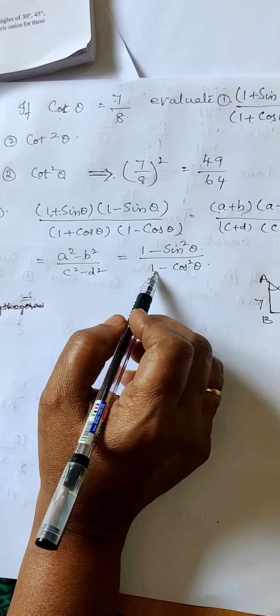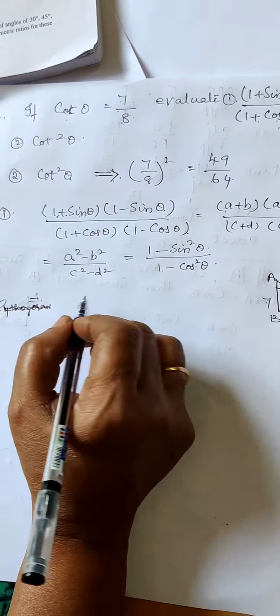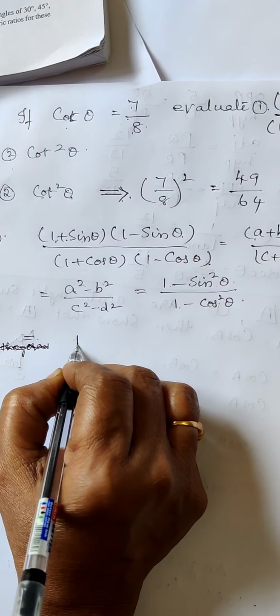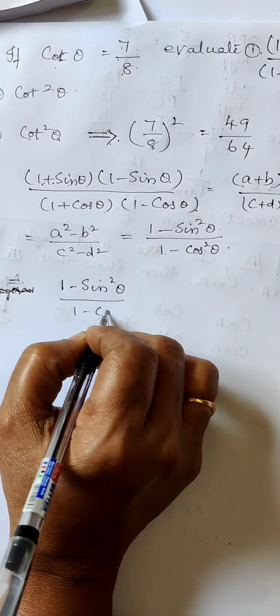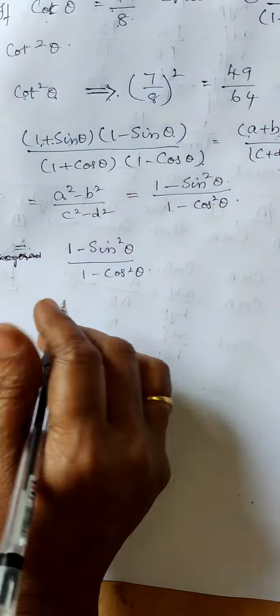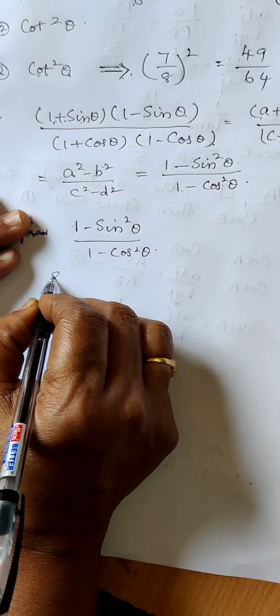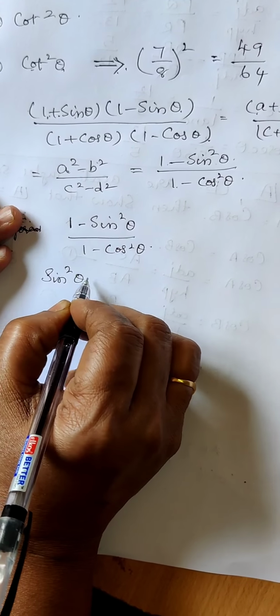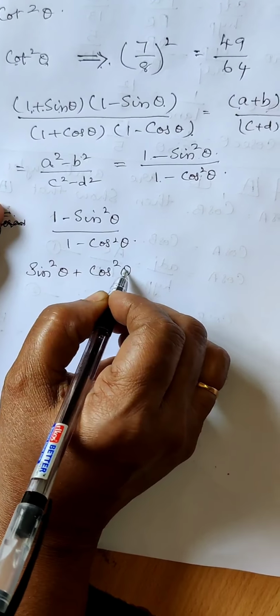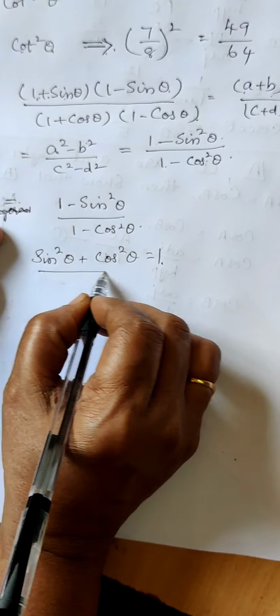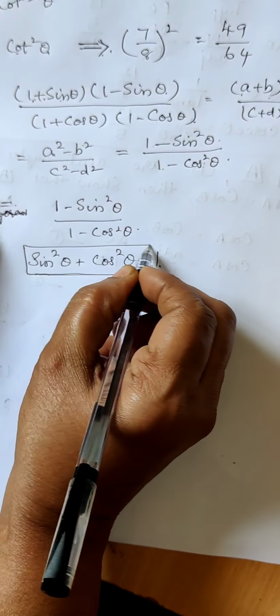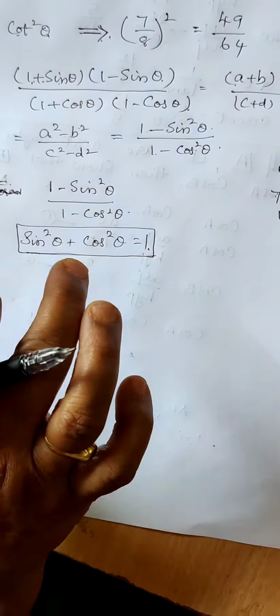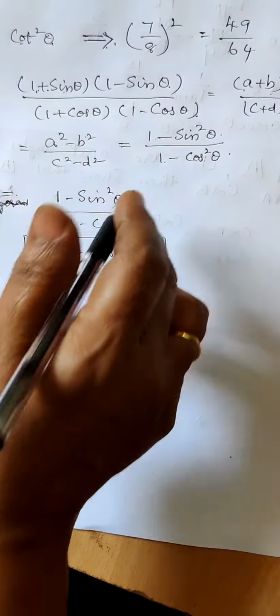1 minus sin square theta by 1 minus cos square theta. Here you should consider sin square theta plus cos square theta is equal to 1. This you should know always: for any angle, sin square theta plus cos square theta is equal to 1. So considering this statement, we will be writing here.